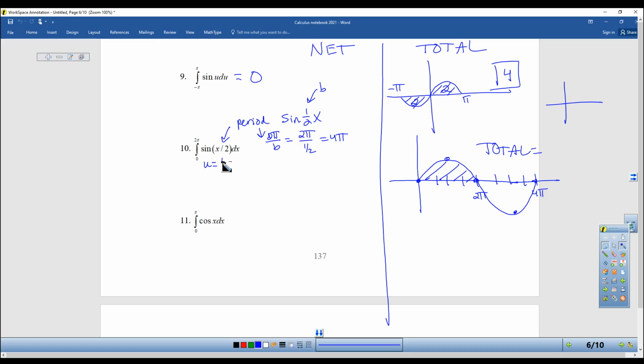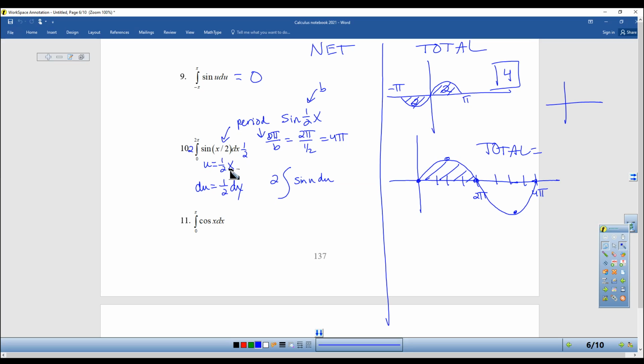U is equal to 1/2 x. Du is equal to 1/2 dx. And then, so I need to add a 1/2, which means I need to add a 2. So now I have 2 integral of sine of u du. I can actually do the integral, or I can just change the limits of it.